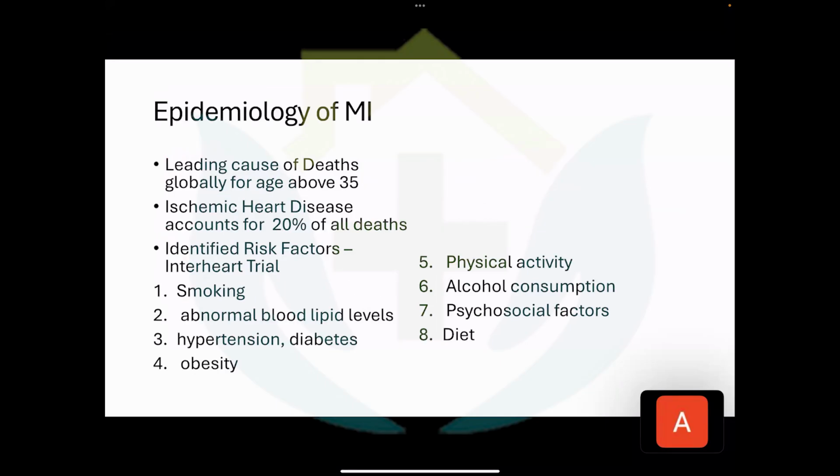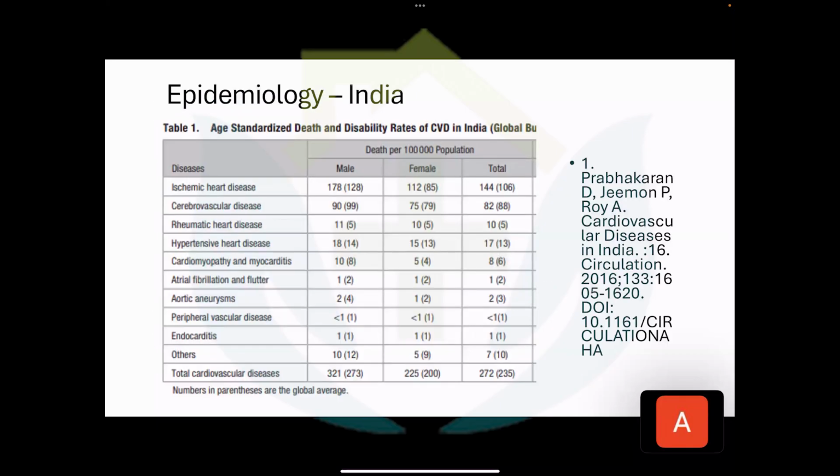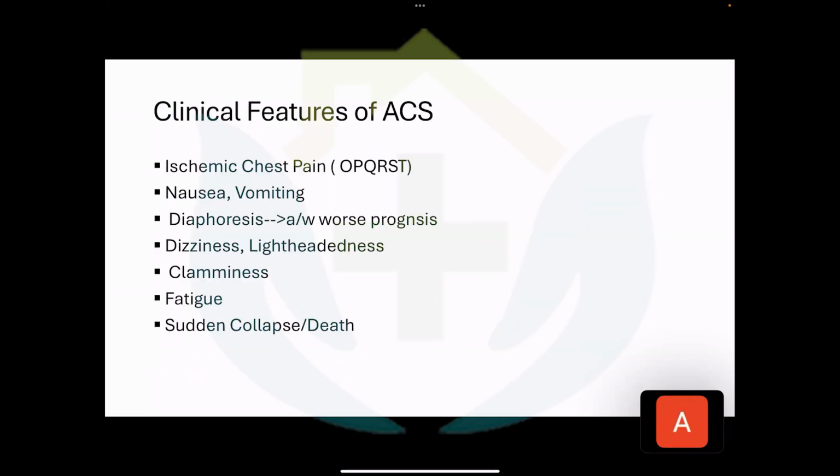Epidemiology of AMI, I think I have already discussed the risk factors: smoking, blood lipid levels, hypertension, diabetes, morbid obesity, less physical activity, excess alcohol consumption, and the diet. So these we have already discussed. This is the Indian classification in EDIC. You will not need this obviously, as I am not discussing it.